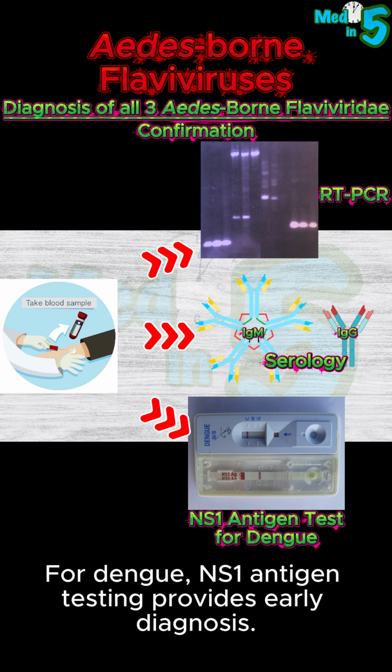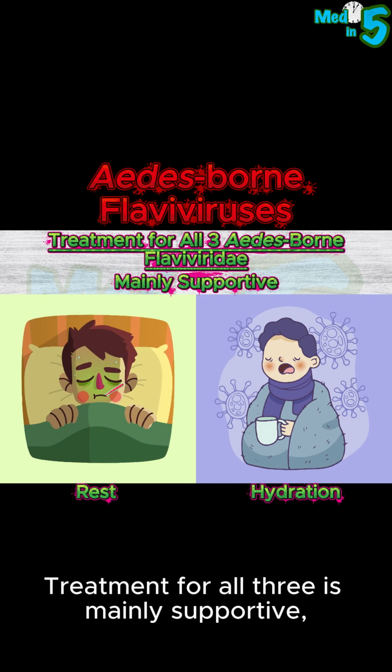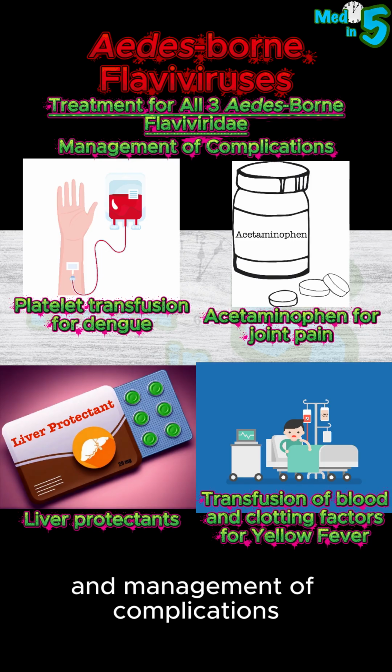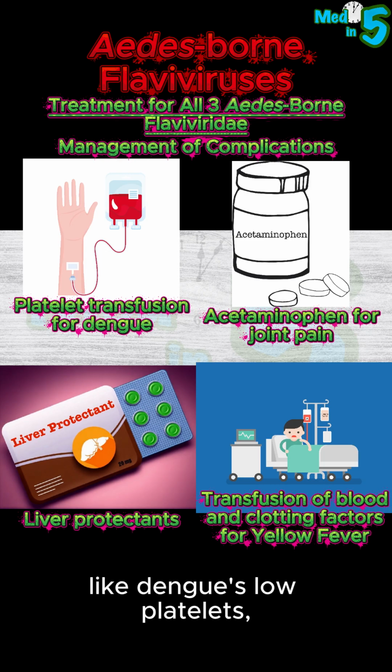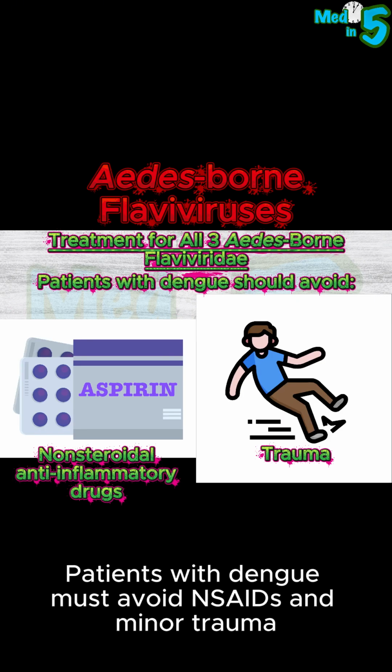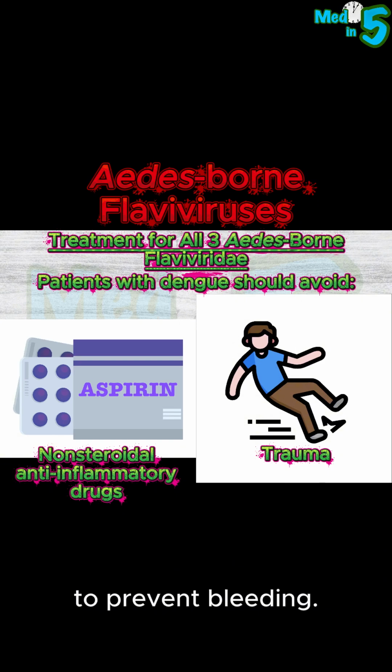For dengue, NS1 antigen testing provides early diagnosis. Treatment for all 3 is mainly supportive, including rest, hydration, and management of complications like dengue's low platelets, Zika's joint pain, and yellow fever's liver damage. Patients with dengue must avoid NSAIDs and minor trauma to prevent bleeding.